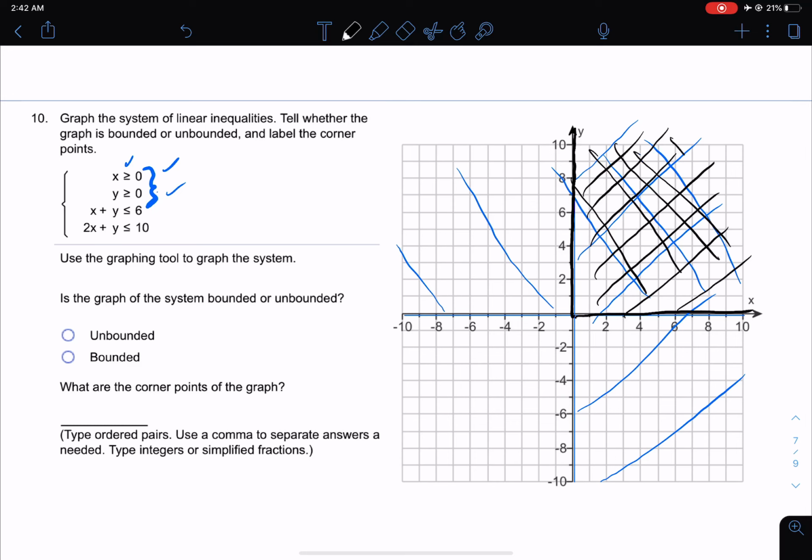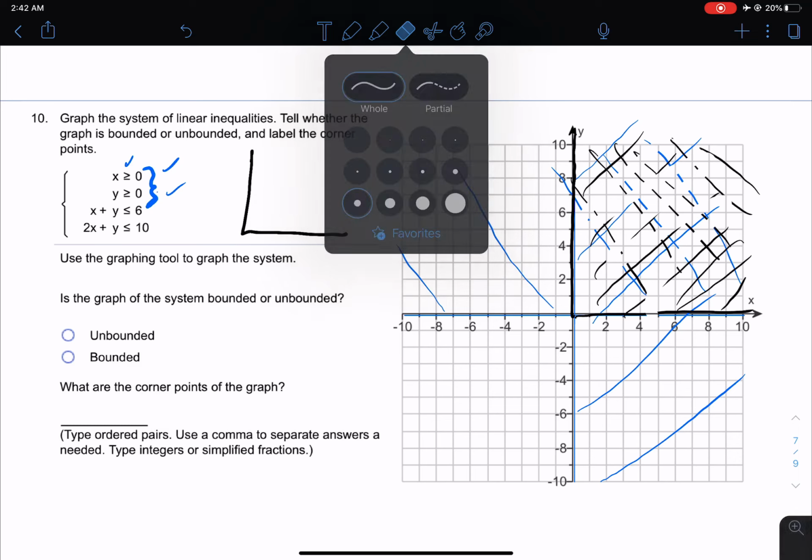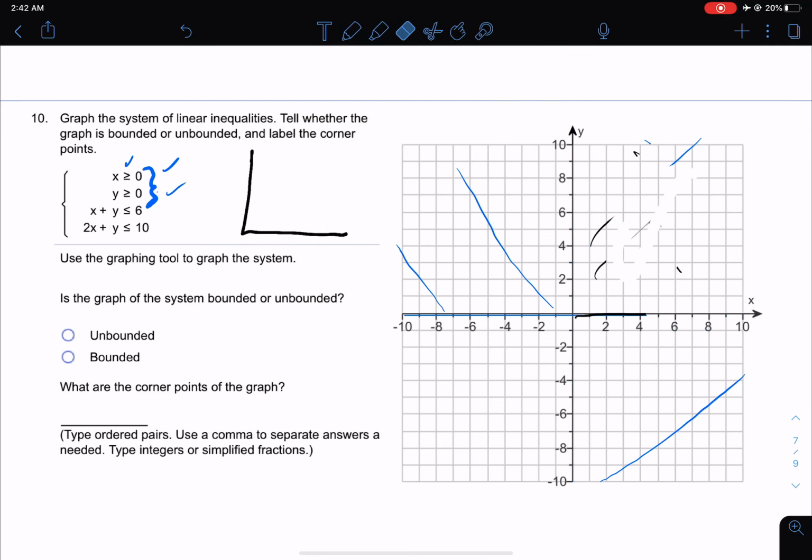Right? If you're just talking about those two inequalities, this is getting a little sloppy. So whenever you see x is greater than or equal to 0 and y is greater than or equal to 0, we're only talking about that first quadrant, right? Positive x's and positive y's. And knowing that saves us some heartache because it can get so messy with all this stuff. So let me get rid of all that.